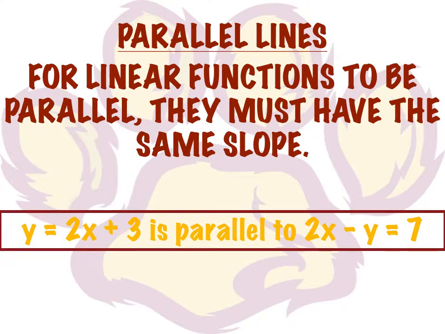As you hopefully remember, parallel lines are lines that continue on and on without ever intersecting. For a linear function to be parallel to another linear function, they must have the same slope. So in our example, you see y equals 2x plus 3 is parallel to 2x minus y equals 7. Both of those functions have a slope of positive 2, making them parallel.